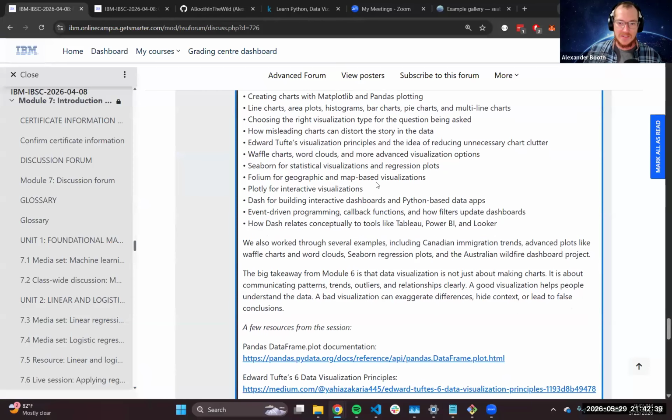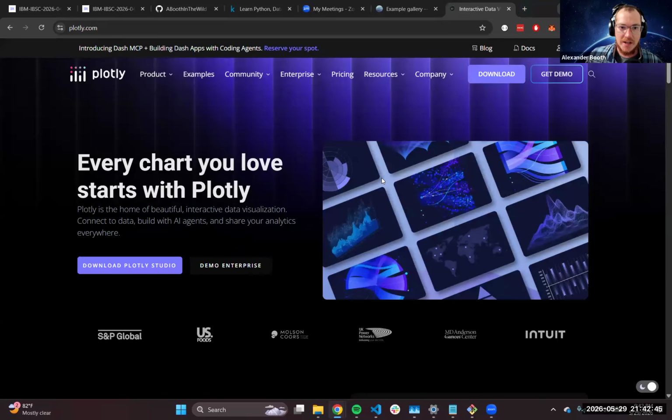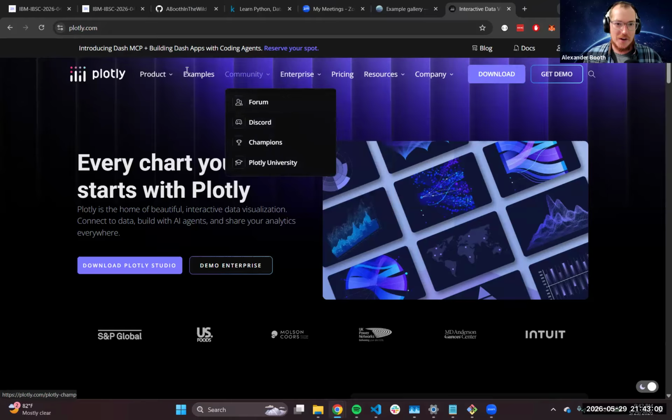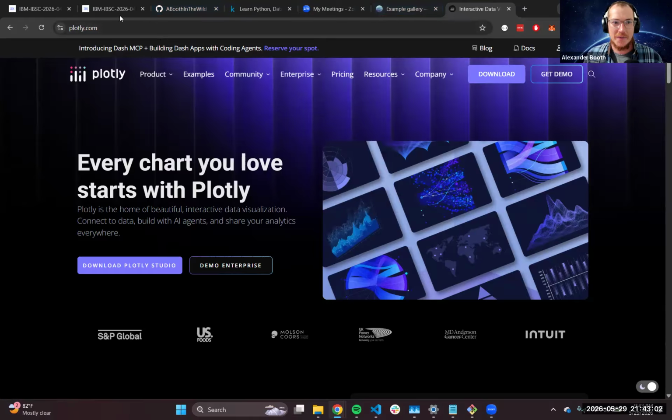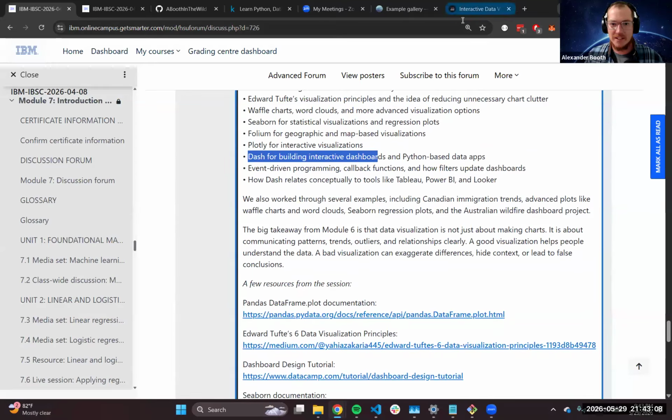Where else are we going after that? Oh, then we got into the interactive visualizations. We did a deep dive on Plotly. So again, Plotly is this open source interactive plotting library. I think it's a bit dramatic: every chart you've ever loved starts with Plotly. What about D3? I love some charts that start with D3 as well, but whatever. So we talked a lot about Plotly, how it can be used for JavaScript, R, and Python. And then we looked at their open source Dash option for building interactive dashboards and applications.